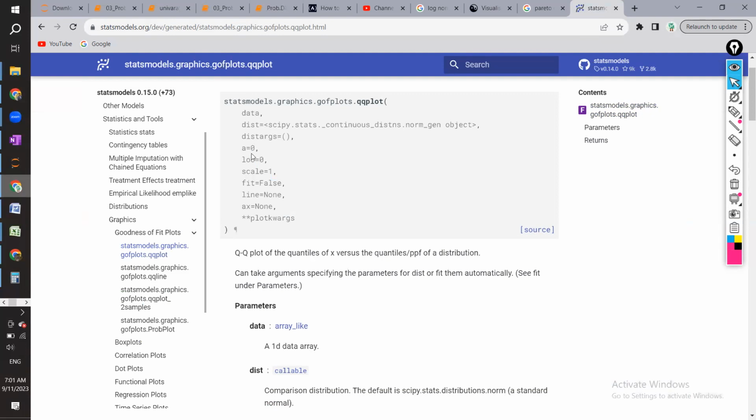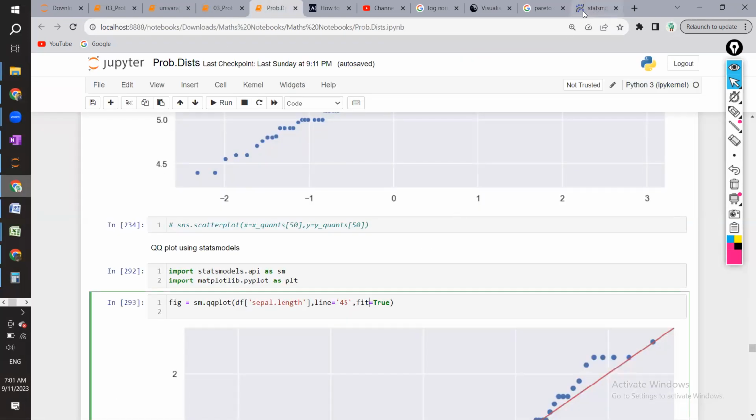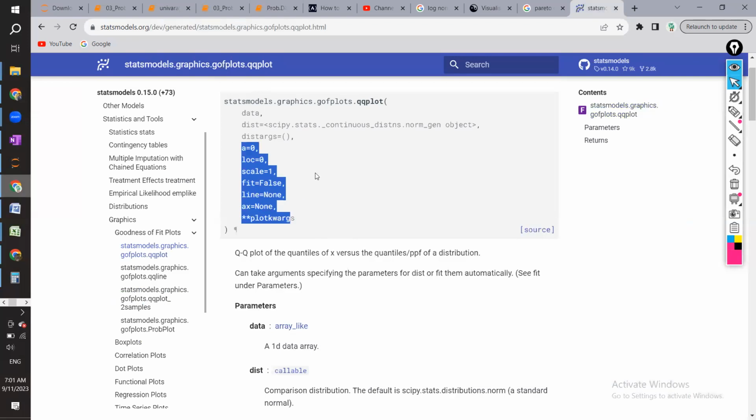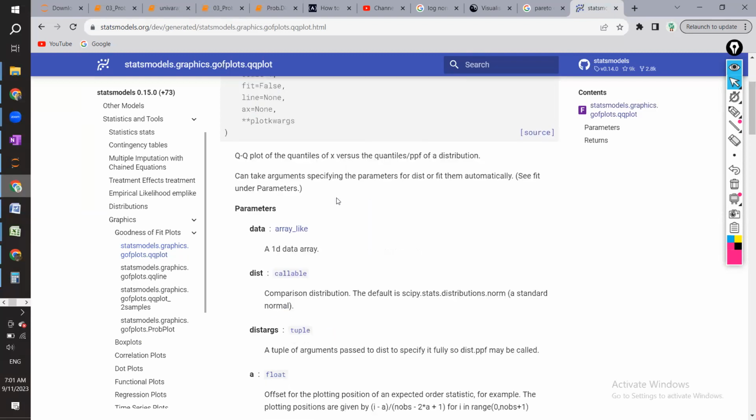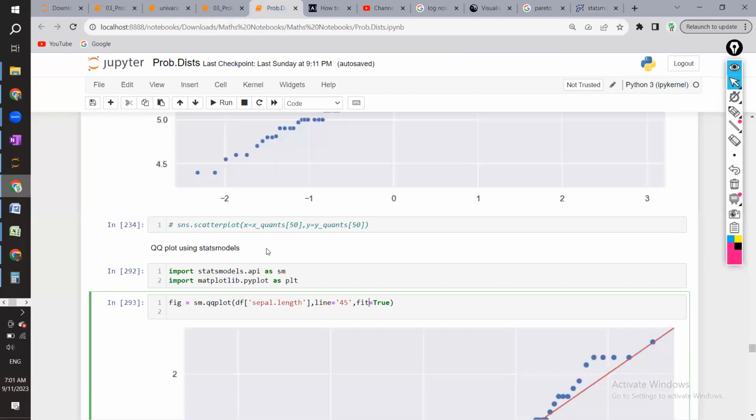See, I did not give any LOC over here. Can you see any LOC? No, it has considered the default value. Similarly for distribution also, I did not give any value, so it will take the normal distribution by default. Agree? So, sepal length.